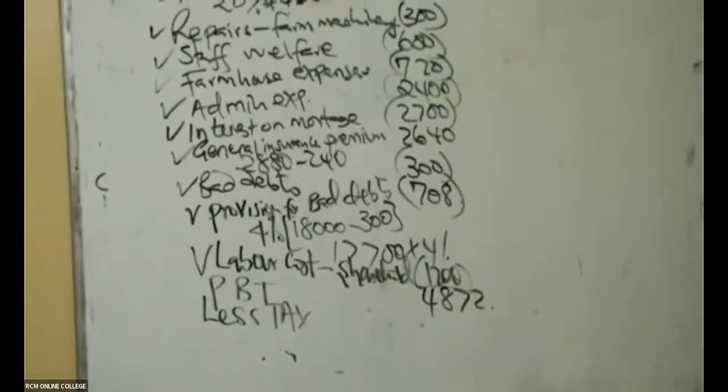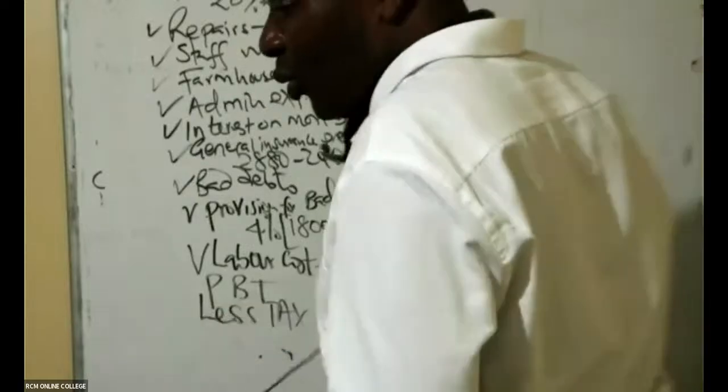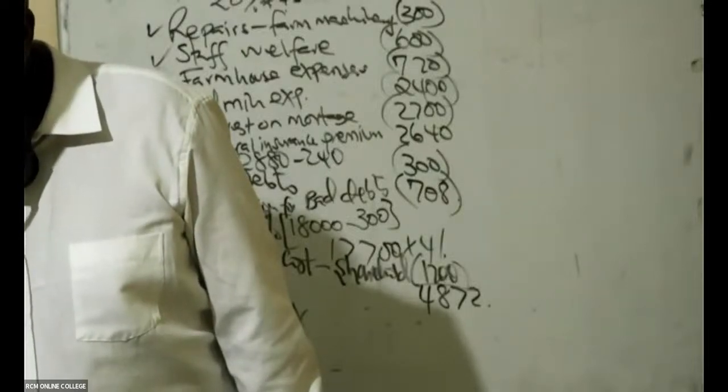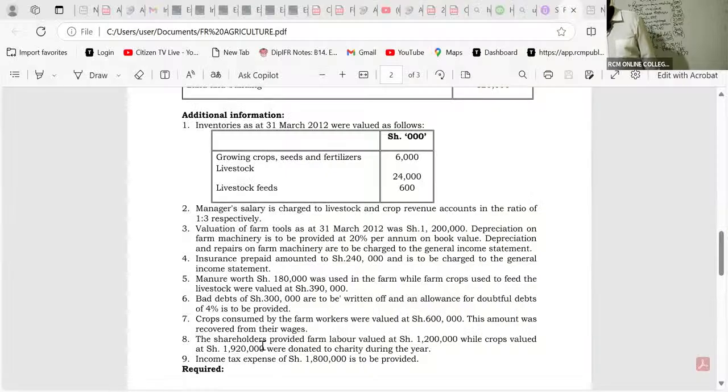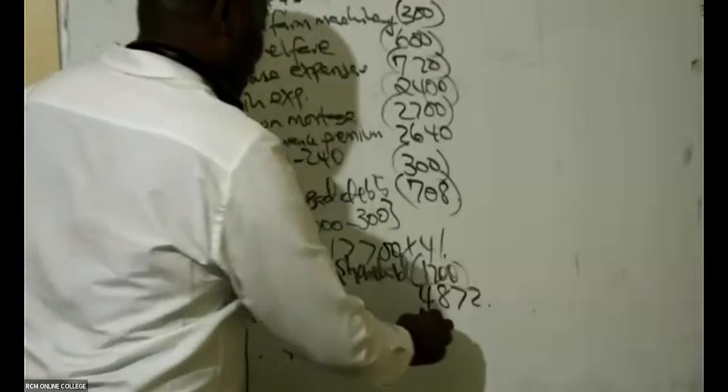Is there anybody who is able to give me the tax figure in this question? Please go to the tax. Tax will be covered. These are free marks. Remember the exam, this will be a totally free mark. So income tax expense is 1,800, if you chop 3 zeros. So we have here income tax 1,800.